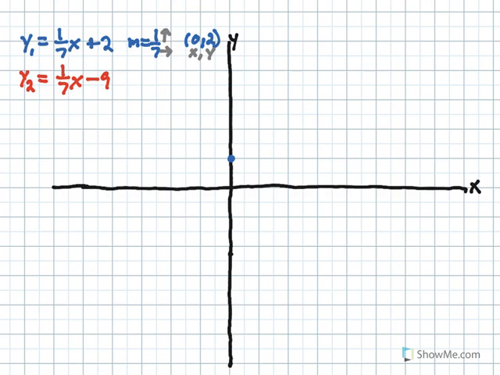And then from that point, we go up 1, okay? We go up 1 and then over 7. So let me count this, okay? 1, 2, 3, 4, 5, 6, 7. So right there would be your second point.